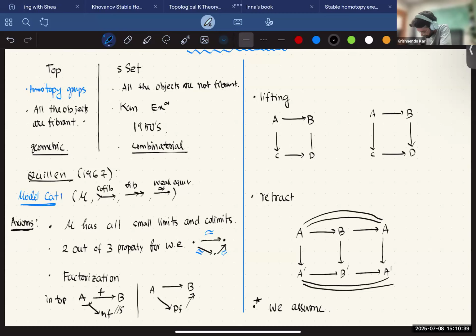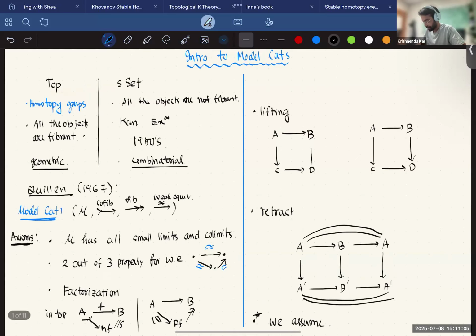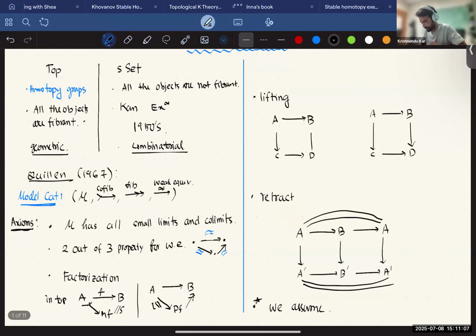PF, such that this line is your cofibration and this is your homotopy equivalence. Yeah, the slogan is all the maps in topological spaces are basically cofibrations or compositions of cofibrations and fibrations. That's all. So we want a feature like that for doing homotopy theory in arbitrary categories. And that's what is called the factorization axiom. So this is your motivation.